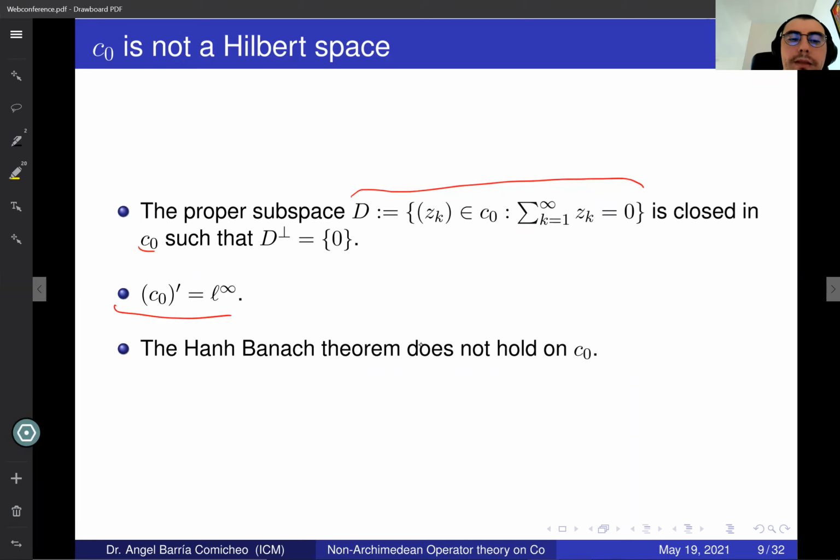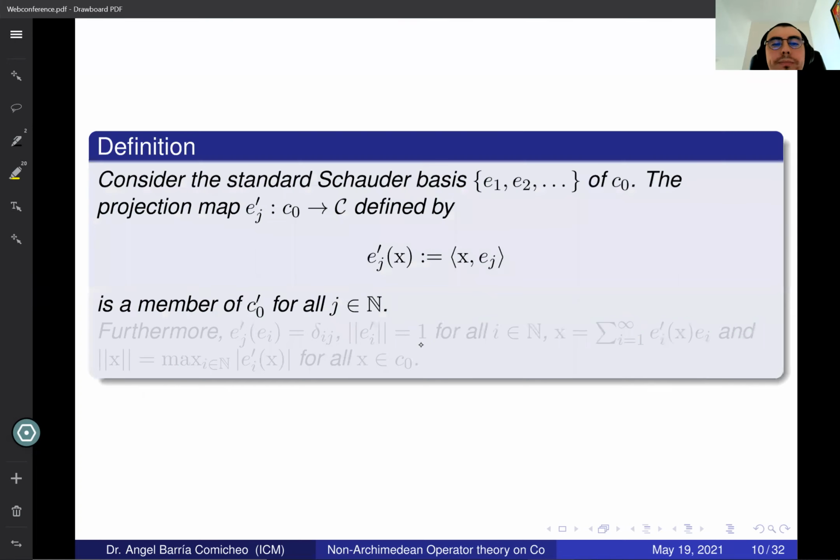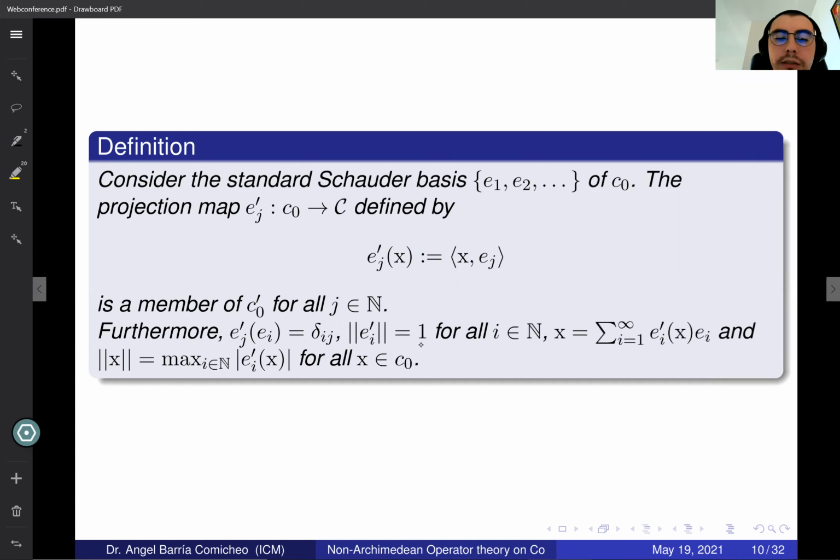So these already tell us that things on c0 don't work as we expect. So how much can we recover? Let's see. For notation purposes, let's consider the standard Schauder basis of c0. And let's consider these functionals, the functional that takes a sequence in c0 and gives you the jth coordinate. This functional has norm 1, and the norm of every vector can be written as the maximum of the evaluations of these images, which is to say the norm of x will be the maximum of the absolute values of the components.